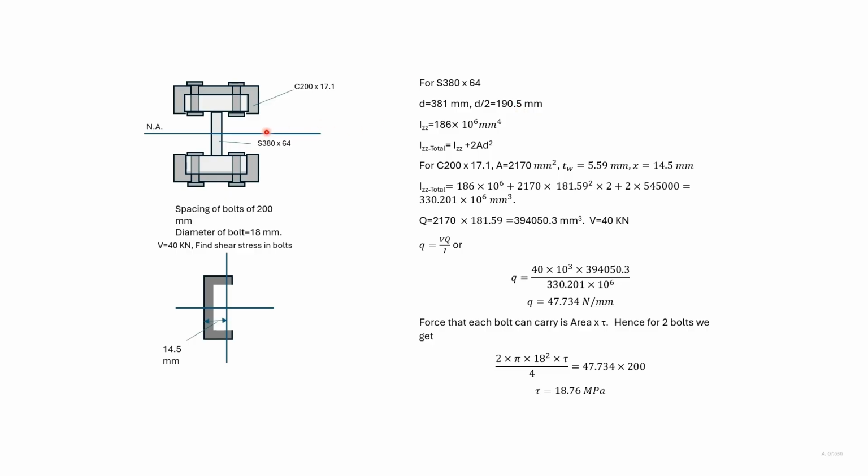To find D, we take half the height of the I section, add the thickness of the web of the channel section, and subtract the centroidal distance of the channel section. So we have obtained this value for D. To find Q, we have multiplied the area of the channel section with the same distance that we obtained earlier. Hence, we have found the shear flow.